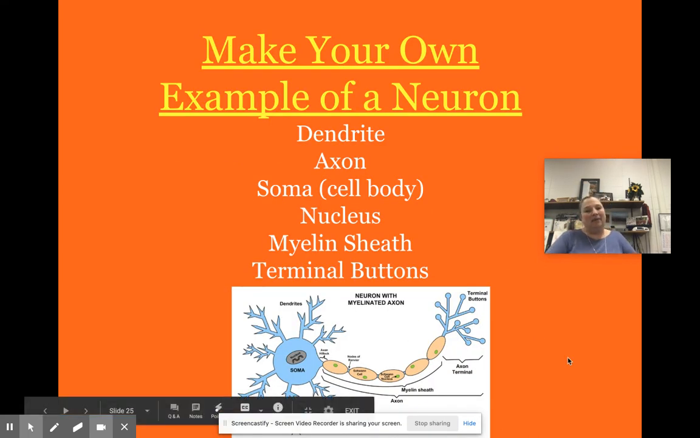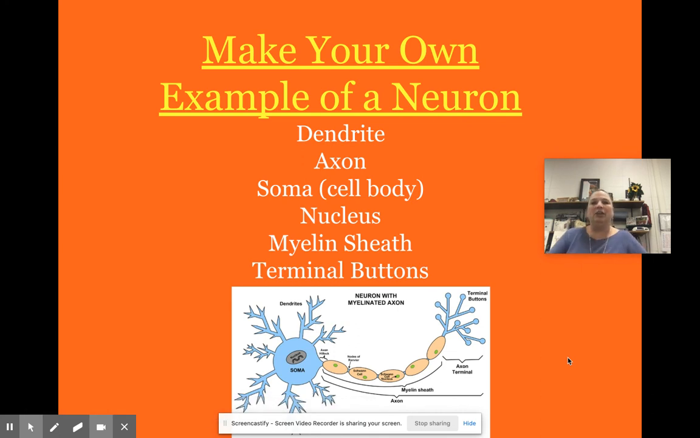And then we have a really fun little assignment. You are going to be making your own example of a neuron in class, okay? So I want you to think of something that acts like a neuron and then try to figure out what parts would represent the parts of a neuron. So, for example, let me get one here. Let's see, I don't know if you can see this.